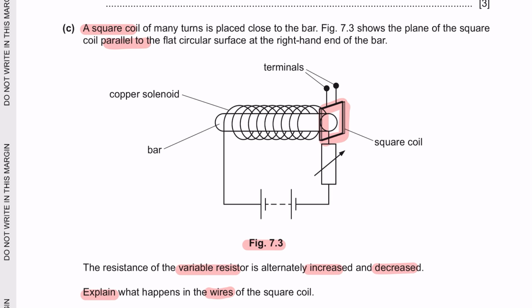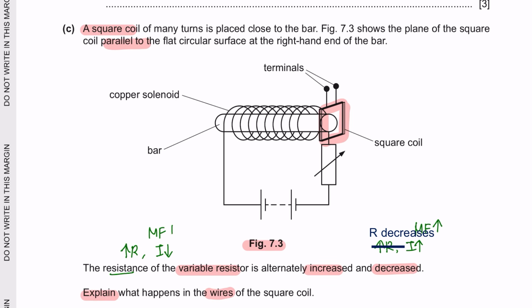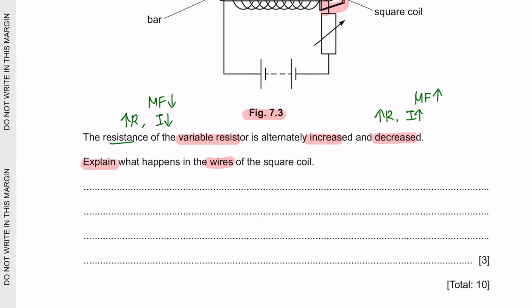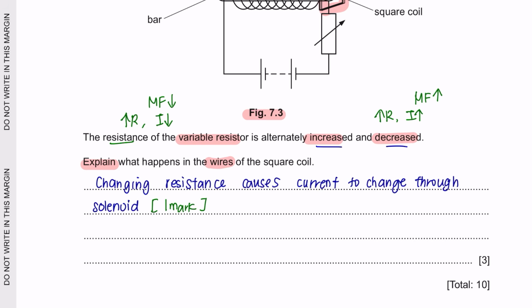As discussed previously, if the resistance increases, then your current will decrease. And if the resistance decreases, then your current will increase. The higher the current, the higher its magnetic field. The lower the current, the lower its magnetic field. So this means that if we are changing the resistance, we will be changing the current flow through the solenoid. And if the current flow through the solenoid changes, then the magnetic field changes as well.